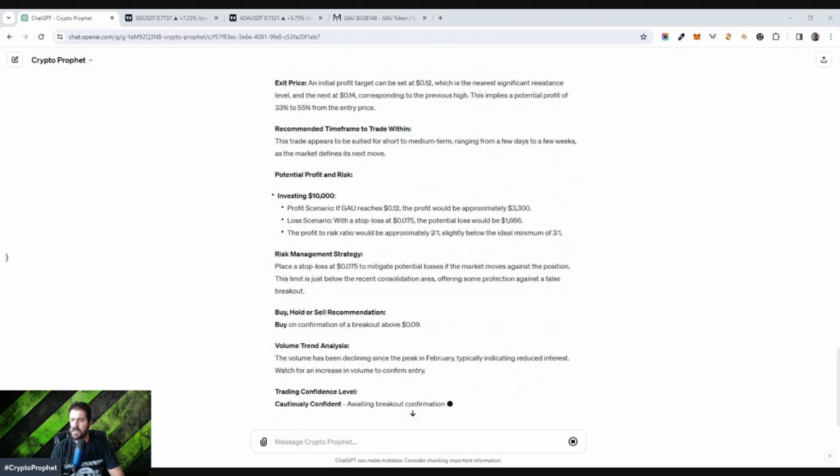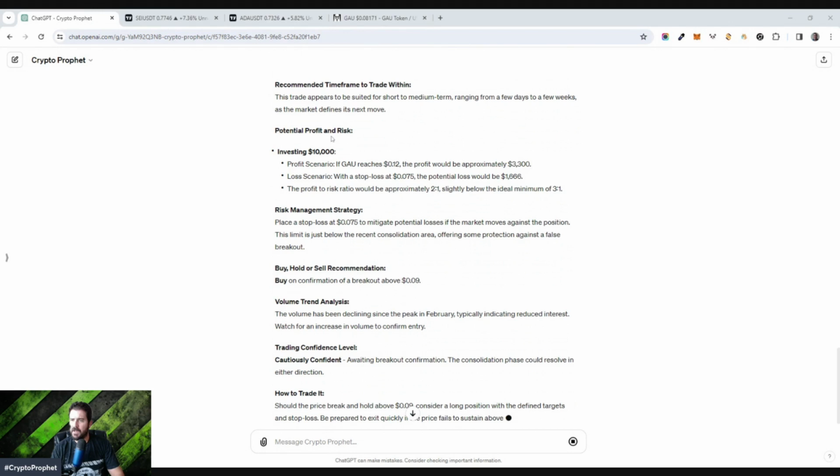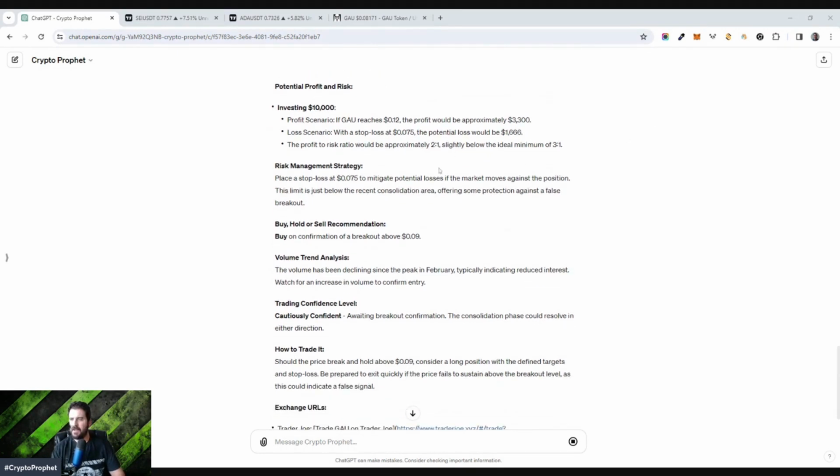Recommended time frame to trade right here. This trade appears to be suited for a short to medium term, ranging from a few days to a few weeks as the market defines its next move. Profit to potential risk scenarios. Profit scenario: if GAL reaches 12 cents, the profit would be approximately $3,300 if you invested 10 grand. The loss scenario would be about $1,600 if you put a stop loss at 7.5. So it's about a 2-to-1. It's probably a 3-to-1 if you jump it up to the 14 cents all-time high exit point. But again, it's being somewhat conservative here.